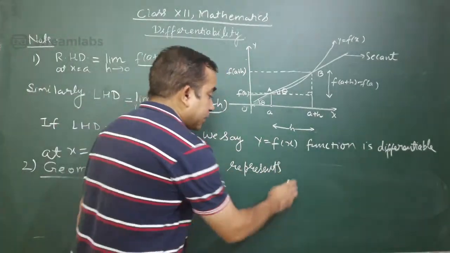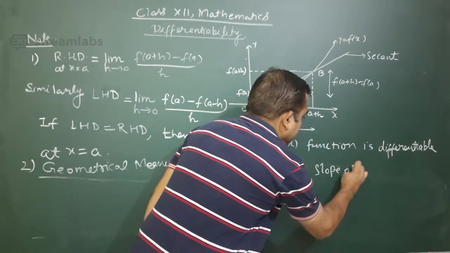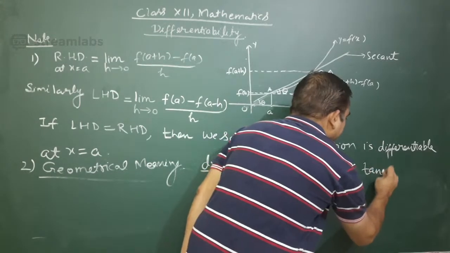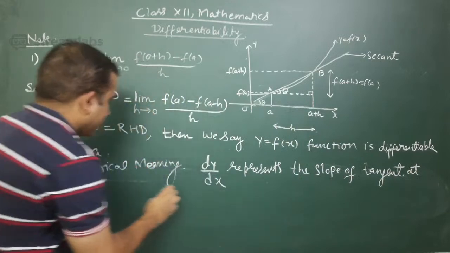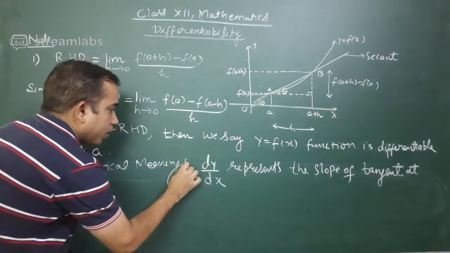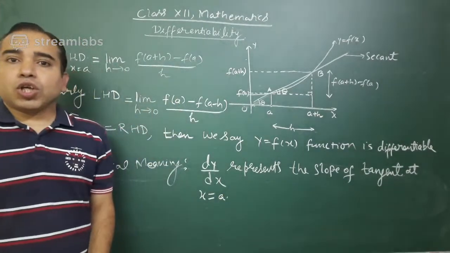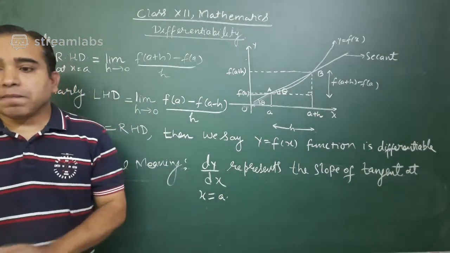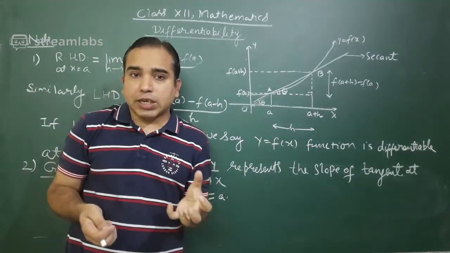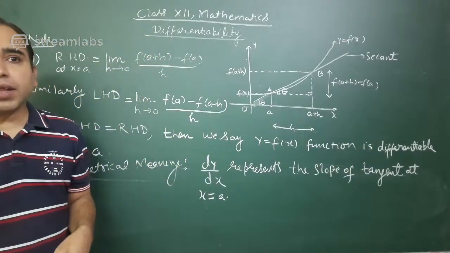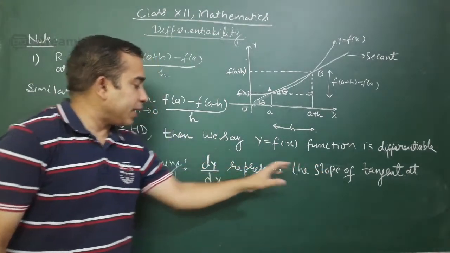dy upon dx represents the slope of tangent at x equal to a. समझे? तो अगर हमसे कोई पूछे कि whether this function is differentiable or not at x equal to a, then I need to check whether slope of tangent exists or not.